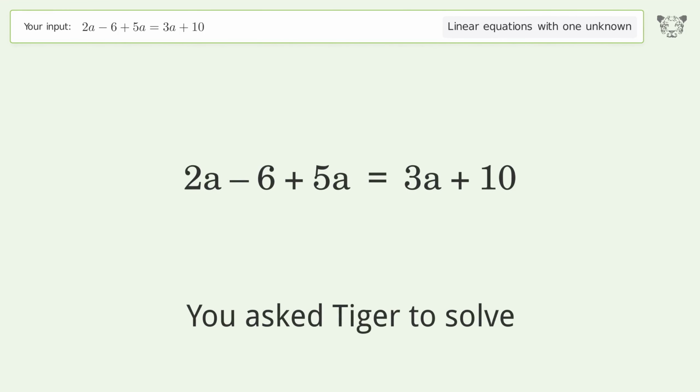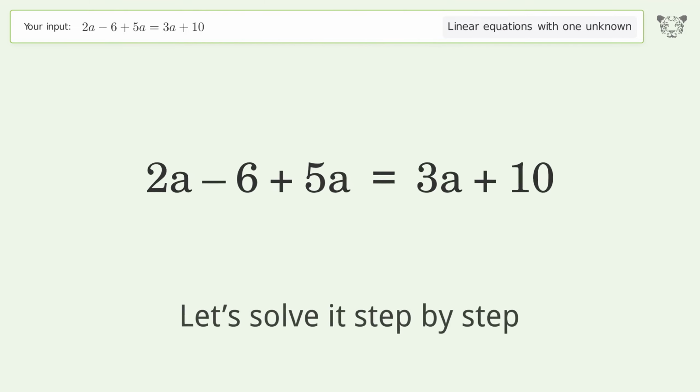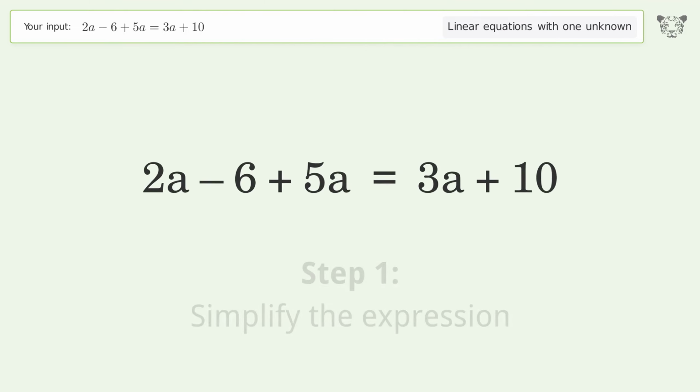You ask Tiger to solve. This deals with linear equations with one unknown. The final result is a equals 4. Let's solve it step by step. Simplify the expression. Group like terms.